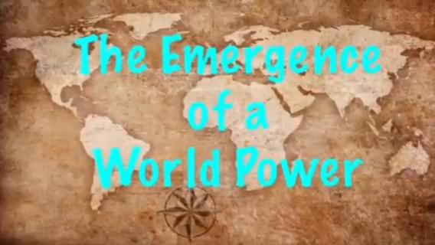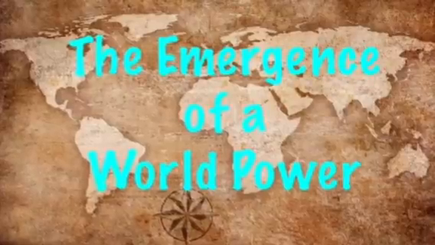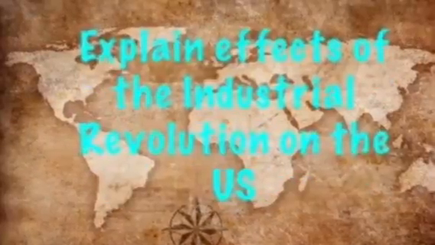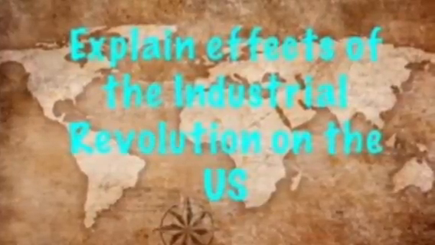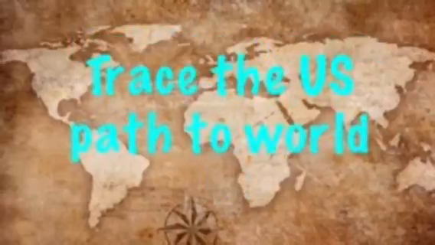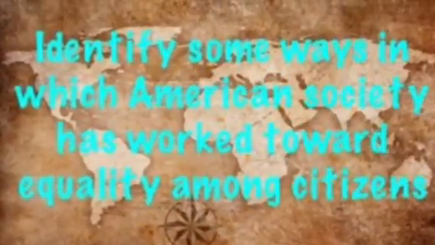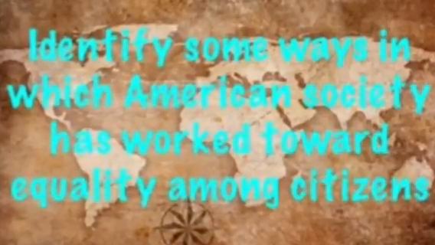On this episode, we'll be looking at the emergence of a world power. By the end of the episode, you will be able to explain the effects of the Industrial Revolution on the United States, trace the U.S. path to world power, and identify some ways in which American society has worked toward equality among citizens.